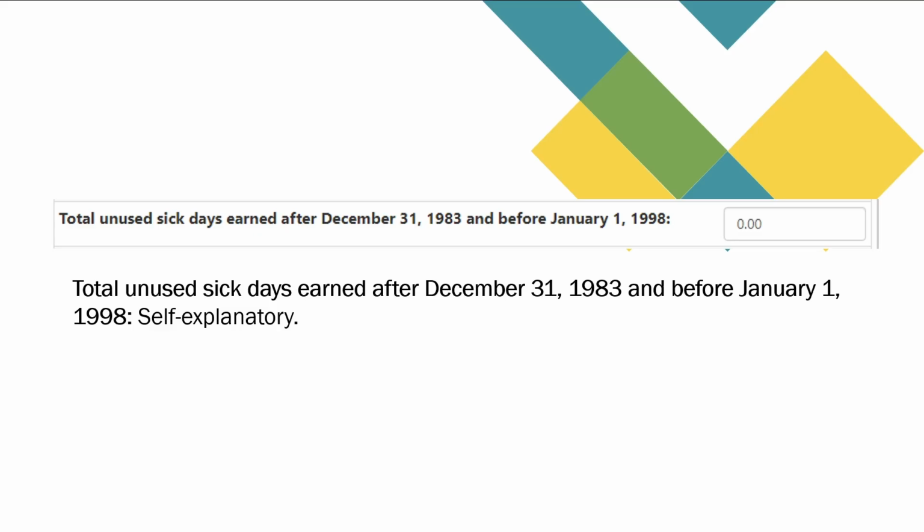So remember, that's why it's important to enter the correct information in the correct fields. If you had somebody that started May 1 of 2000, all of their time is going to be entered in the field after December 31 of 97. So you won't have to enter anything in the other fields. But be careful to make sure you enter the correct amount of sick days in the proper field.